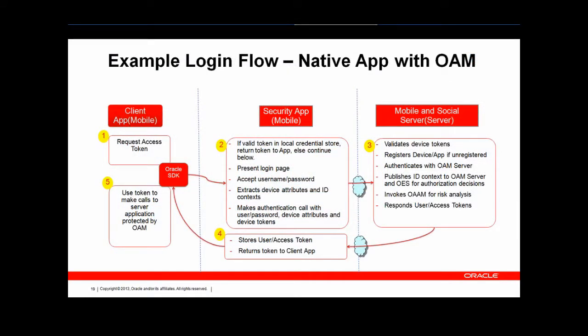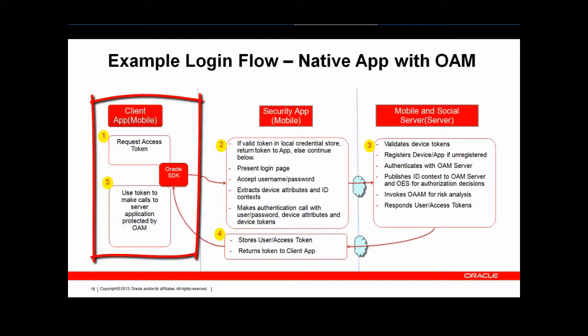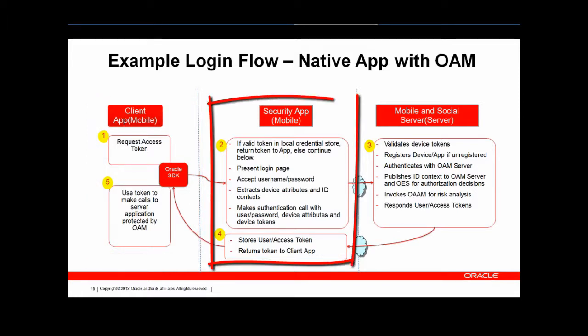So here is the flow in terms of how mobile and social basically is used from a mobile single sign-on perspective. On the left-hand side, as I mentioned, you have a client application, right? So essentially, this is any native app that is stored in your mobile device. And then you have a security app. As I mentioned, this might be a common denominator app that you have developed using the mobile and social SDK.